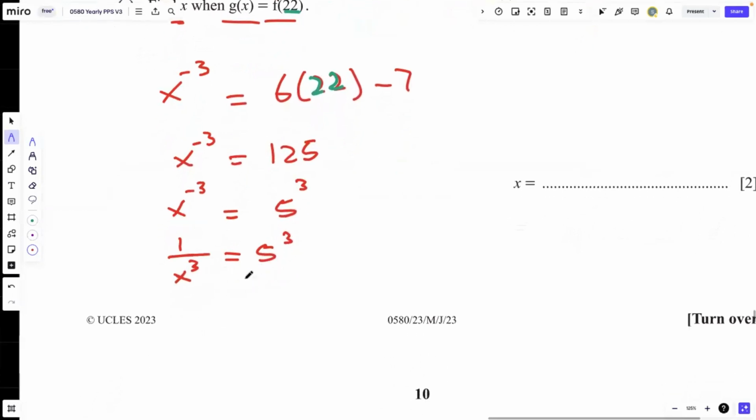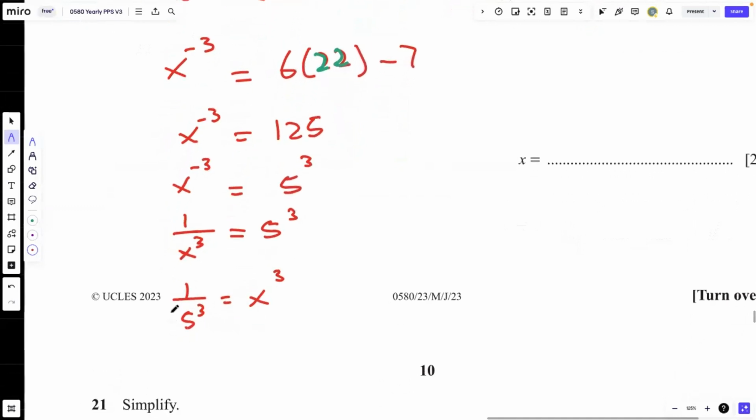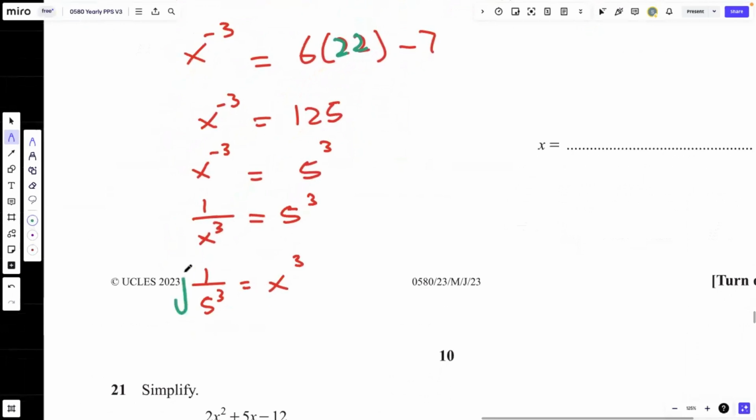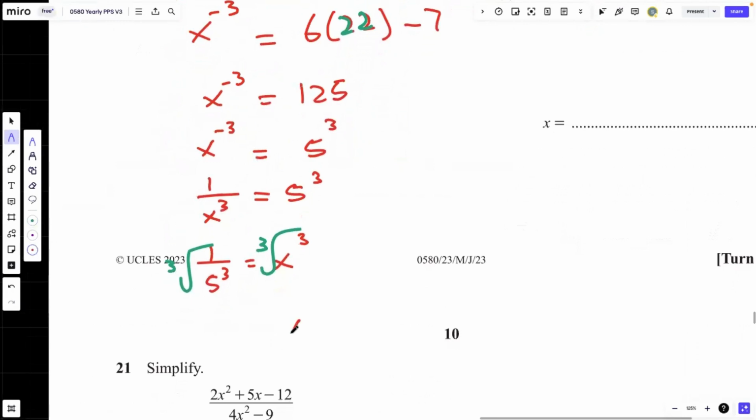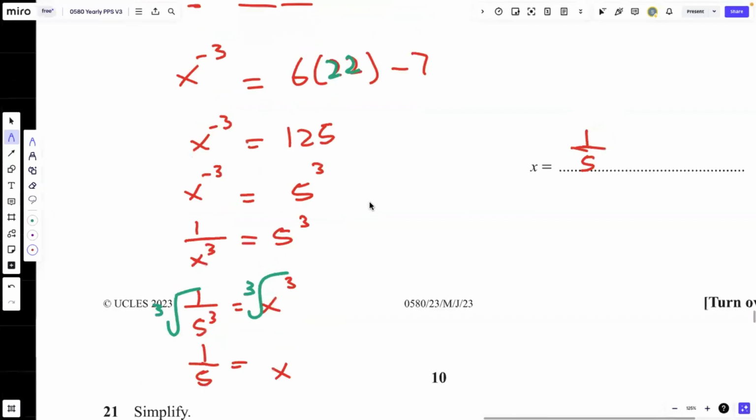And then when we take this on the other side and 5 on this side, if we swap their places, it's going to be something like this. And then we can take the cube root of both sides. So we'll be just left with x, and the cube root of 1 is just 1, and for 5 cubed, cube root and cube cancel out, so we're just left with 1 over 5. So the final answer for this question should actually be 1 over 5 or 0.2 in decimals.